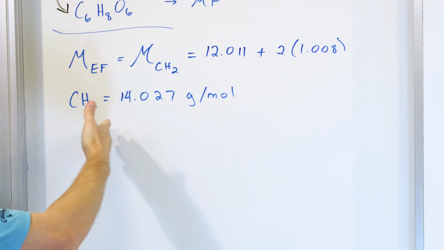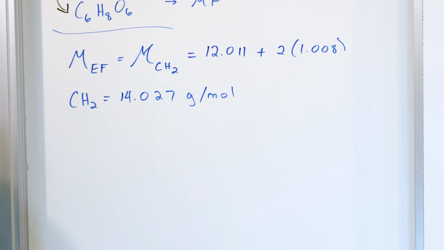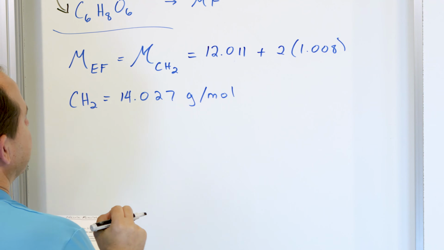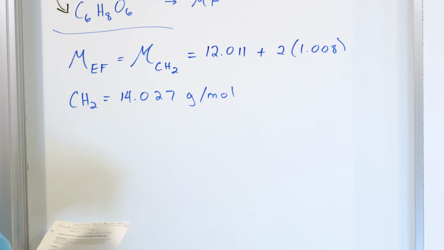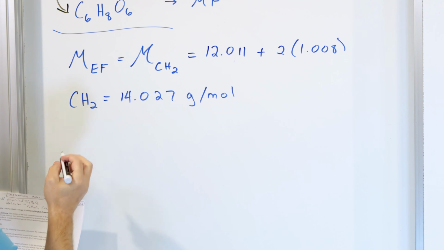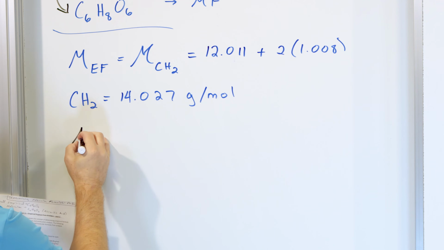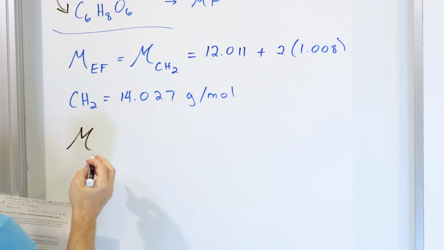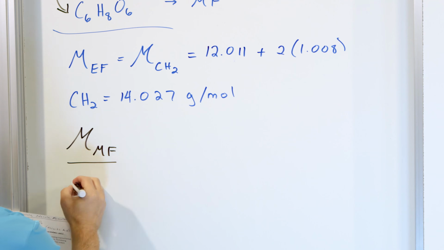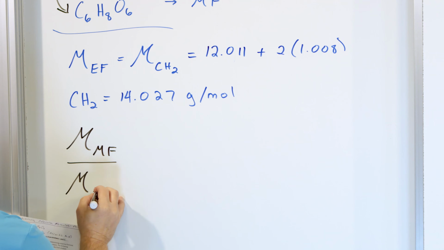All right. Now this is the molar mass of the empirical formula, right? And we're already told what the molar mass of the molecular formula is. That's given in the problem statement. So what we need to do is figure out what the ratio of these two things are. So let's figure out what is the molar mass of the molecular formula, MF, and let's divide it by the molar mass of the empirical formula.